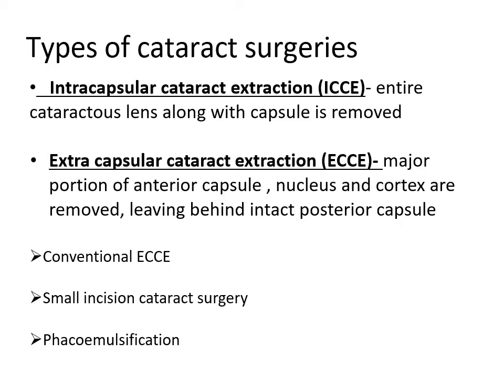So intracapsular extraction, also known as ICCE, means the entire cataract lens along with the capsule is removed, and in ECCE, a major portion of the capsule, nucleus and cortex are removed and the posterior capsule is left behind. So you can put an intraocular lens in ECCE. ECCE is of three types. First is conventional ECCE, then small incision cataract surgery, and third is phacoemulsification.